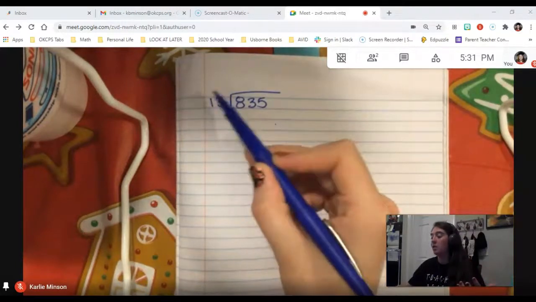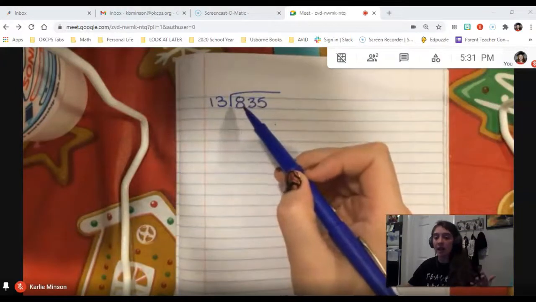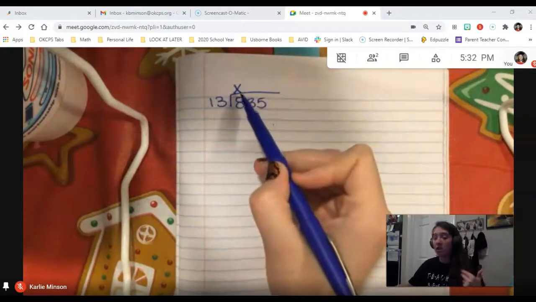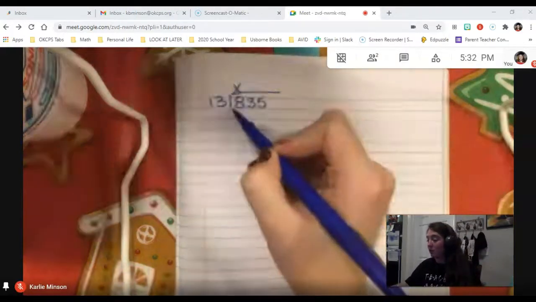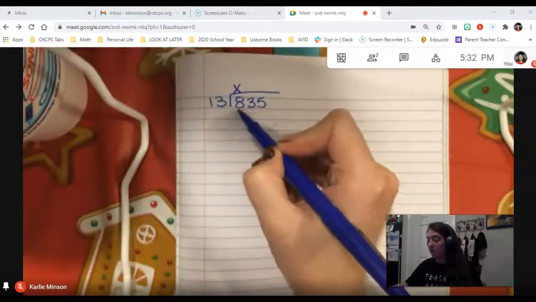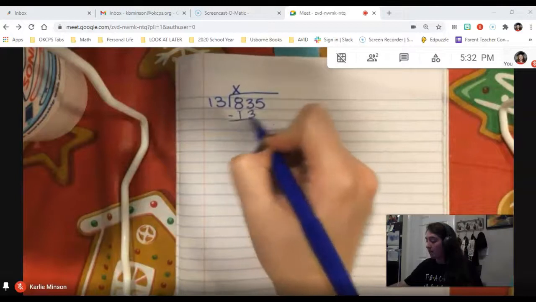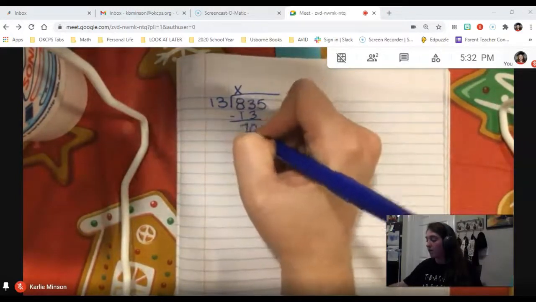Well, if this number on the outside of the division sign, the divisor, is bigger than our first digit, it cannot go into it. So I'm just going to put an X here, knowing that I cannot put a digit above it. So now I ask myself, can I subtract 13 from 83? Well, yes, I can. So I subtract 13. We had 3 minus 3 is 0, 8 minus 1 is 7.